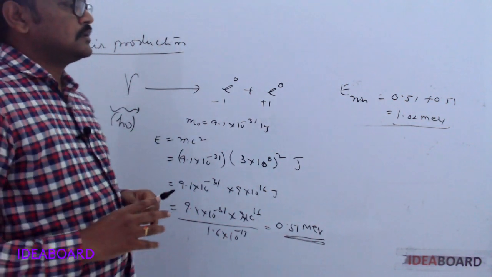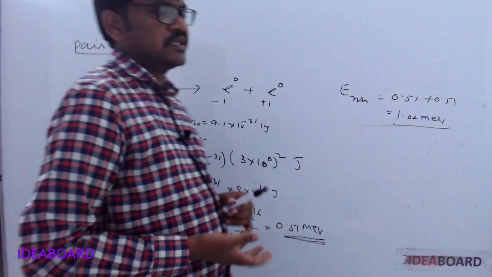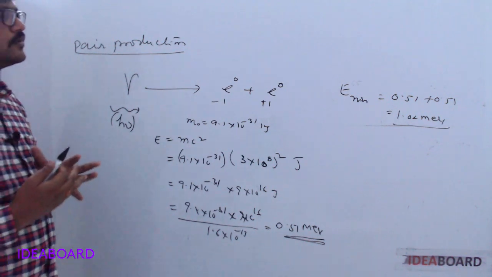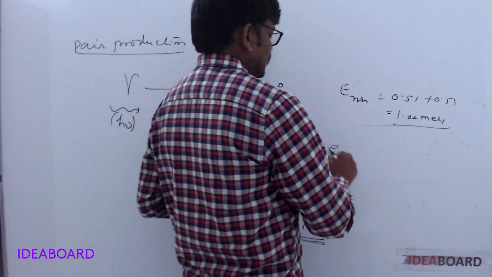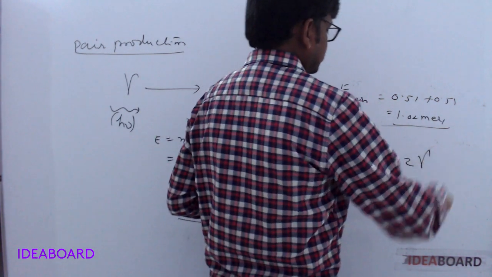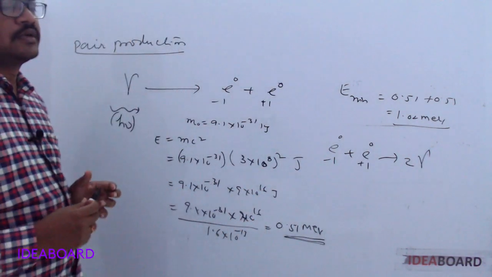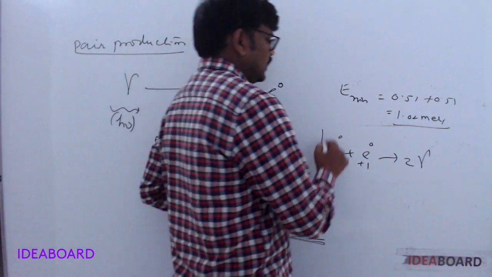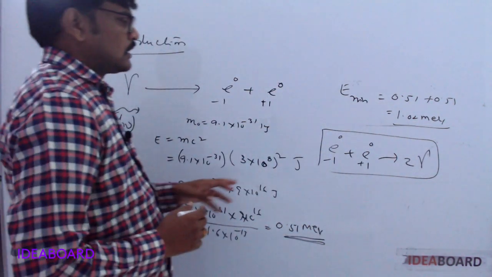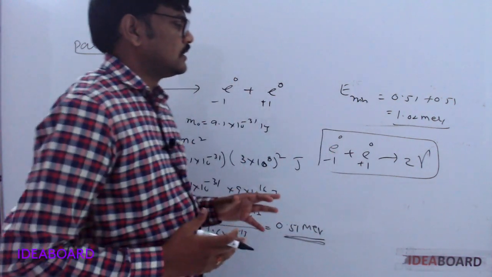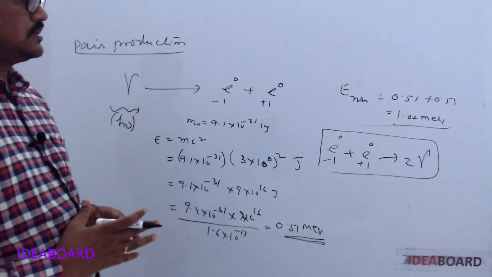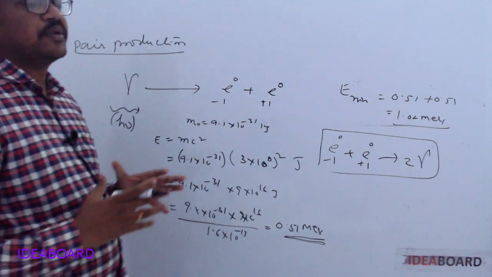And next one is pair annihilation. Pair annihilation means electron and positron are combined to get gamma radiation or gamma photon. So this is called pair annihilation. Electron and positron are combined, we get gamma photon to conserve the energy and charge. So this is called pair annihilation.